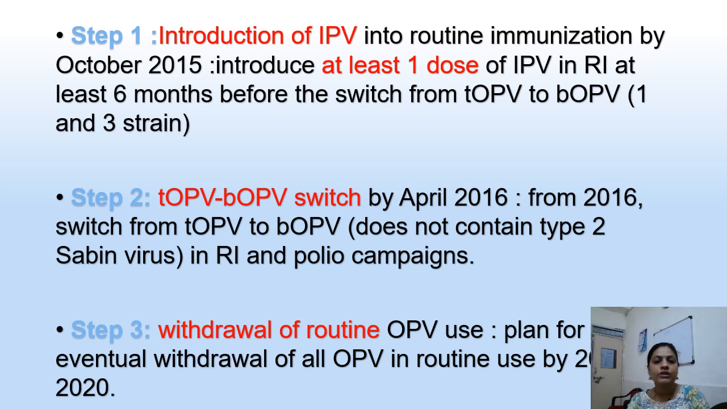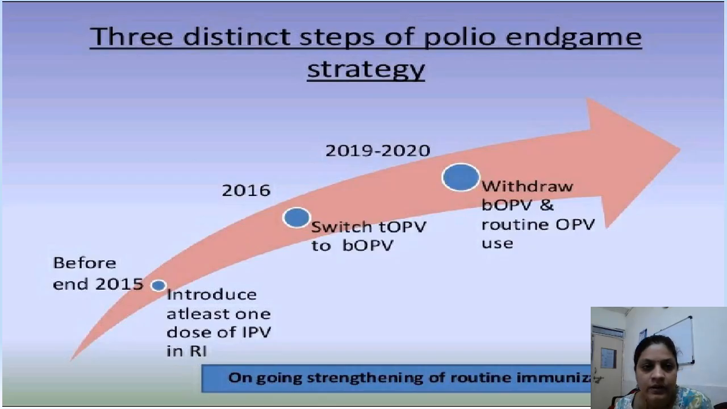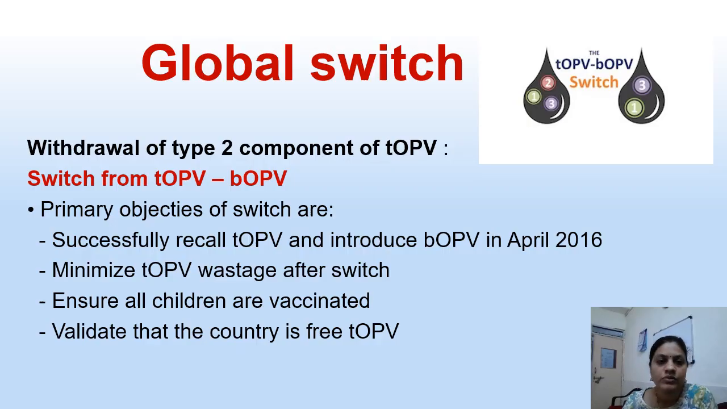Then withdrawal of routine OPV use. Plan for the eventual withdrawal of all OPV in routine immunization by the year 2020. There are three distinct steps of polio endgame strategy. Before 2015, introduce at least one dose of IPV in routine immunization. Then in 2016, you have to switch from trivalent to bivalent OPV. And by the year 2020, withdraw the use of bivalent OPV and routine OPV use.